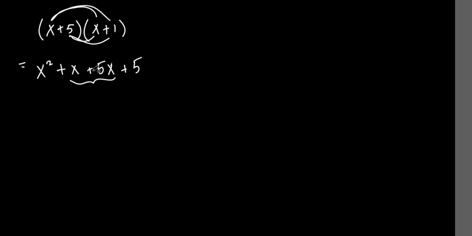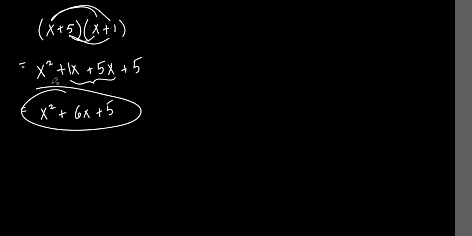We're not done because of this. What do we call those? Like terms. So we got to add the like terms. So I've got x squared plus, what's the number out in front of this x? It's a 1. It's always a 1 if it's not there, okay? So it's a 1x plus 5x, which is 6x plus 5. And that's your answer. Did you guys get that? Okay.